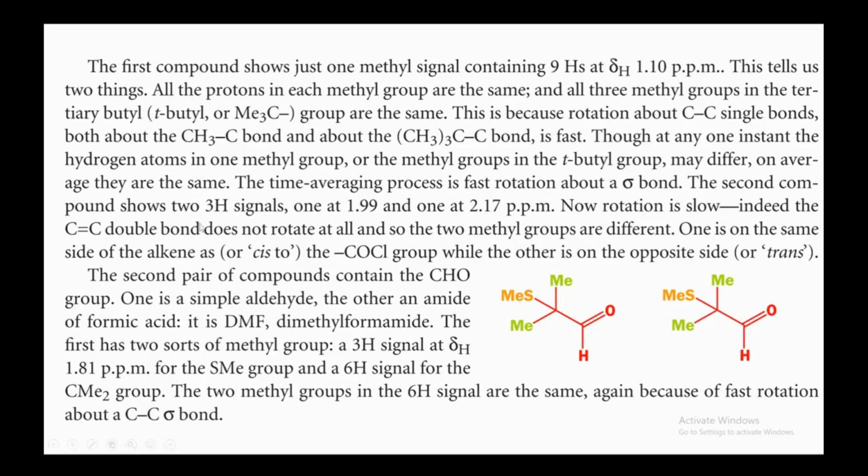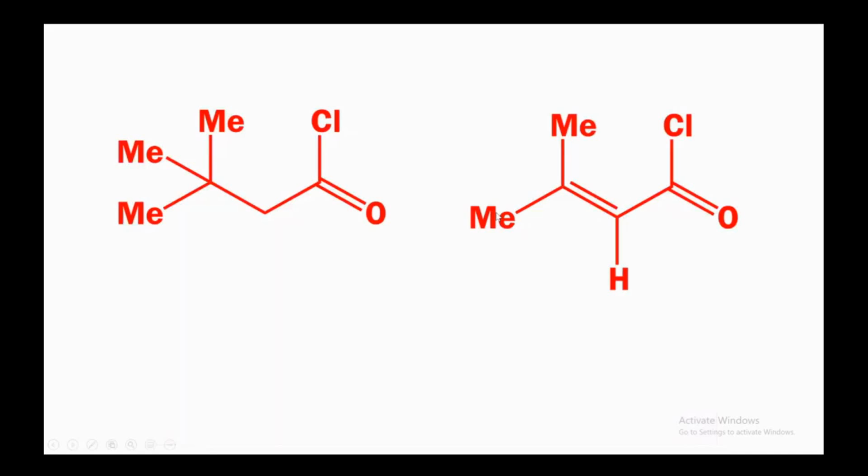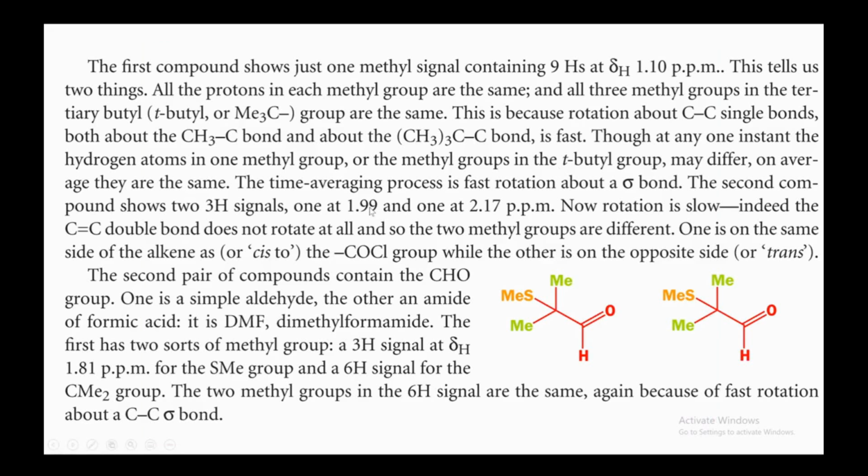The second compound shows two signals, one at 1.99 ppm and one at 2.17 ppm. These two methyl groups are not identical. Now rotation is slow. Indeed, the carbon-carbon double bond does not rotate at all, and so the two methyl groups are different. One is on the same side of the alkene as the carbonyl group, or cis, while the other is on the opposite side, or trans.